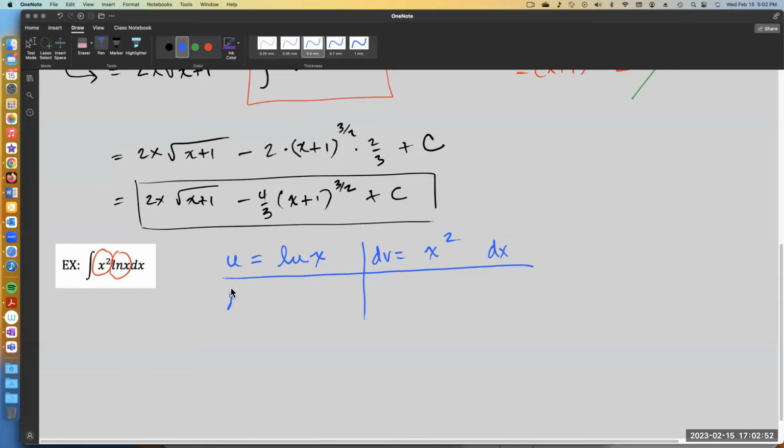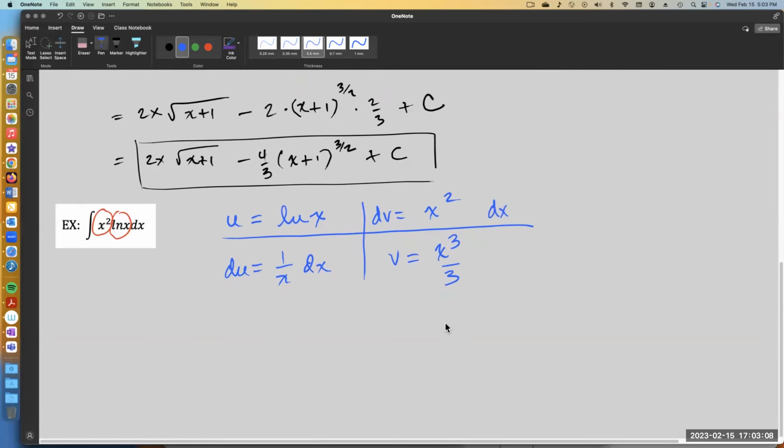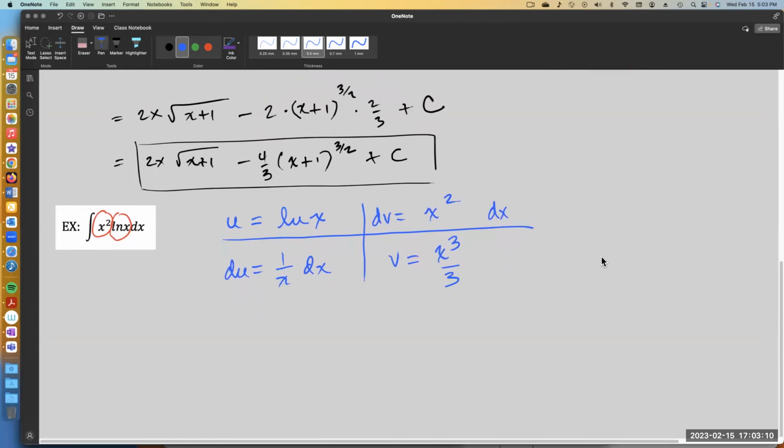So now let's fill in our little recipe here. This is going to be our recipe for our voodoo. We're going to find du by differentiating. We're going to find v by integrating and choosing the integration constant to be 0. So that is our voodoo recipe. And now we just have to plug it into our voodoo formula.